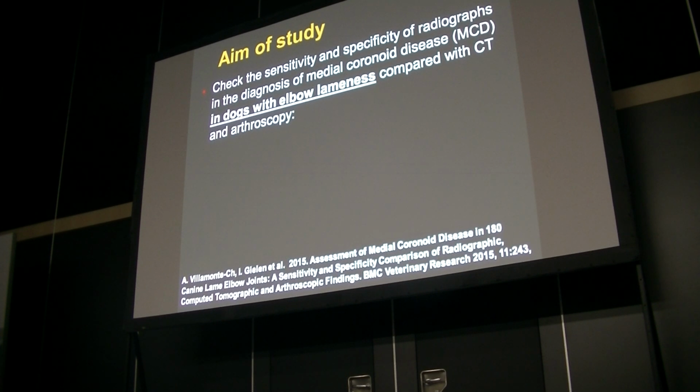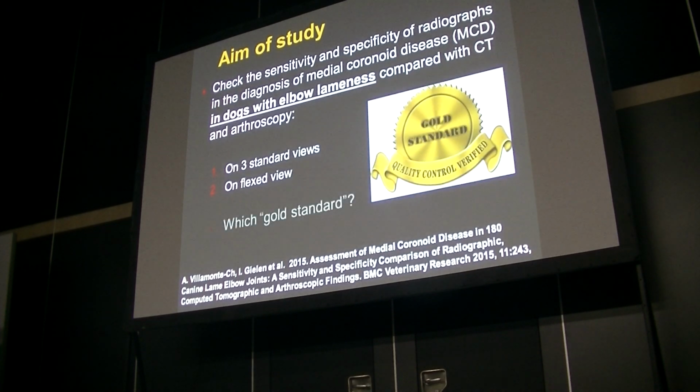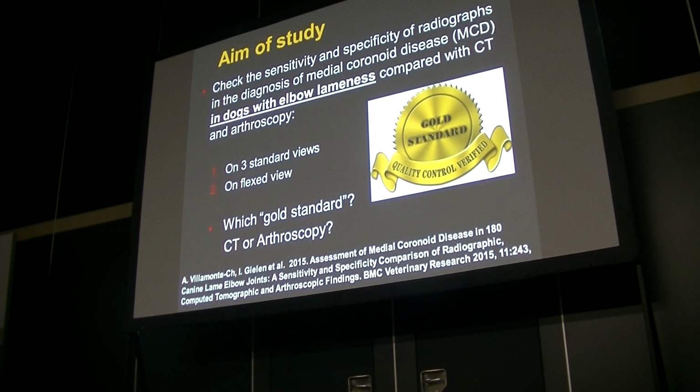the diagnosis of medial coronoid disease. And this is a group of dogs suffering from elbow lameness. So they were presented in the clinic. What we did was take the three standard views we usually do in Belgium: the lateral extended, lateral flexed, and the craniocaudal view. And then we tried to find out if CT could be the gold standard in relationship to arthroscopy.